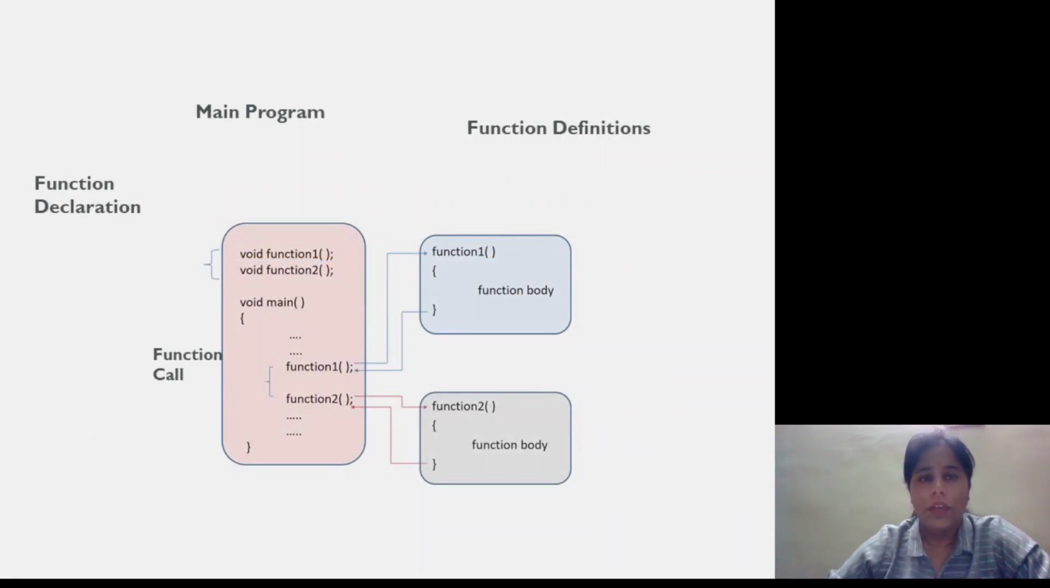This is the structure of a main program, and here from this main program, two functions are called, function 1 and function 2. The first two lines, void function 1 and void function 2, are known as function declaration or function prototype. From the main function, these functions are called, and the definitions are written here like this. This is the definition for function 1, then this is the definition for function 2. And both functions are called from the main function.